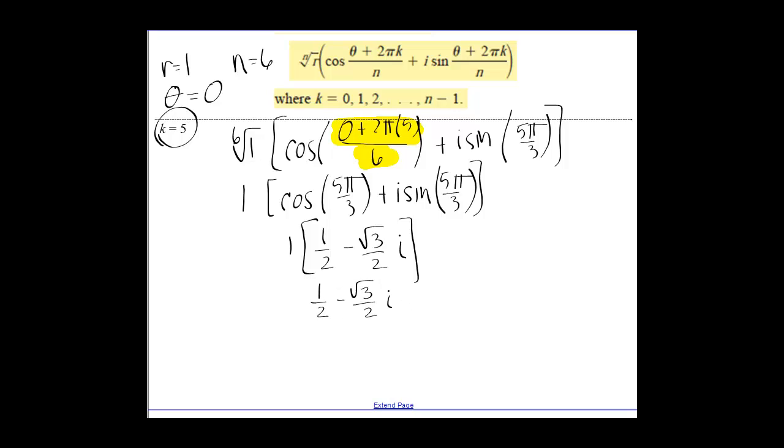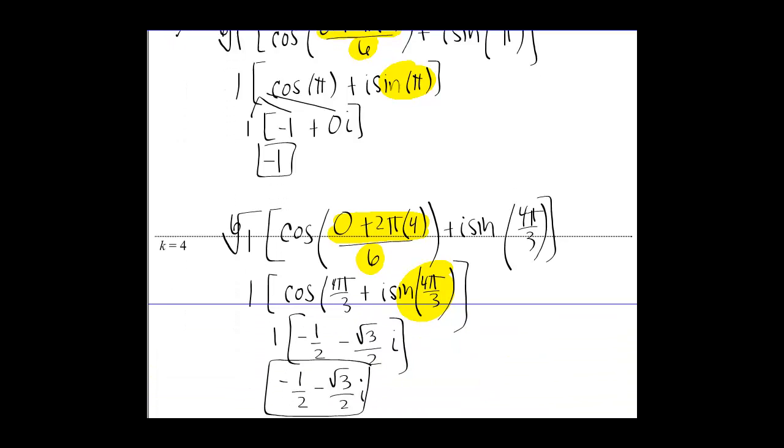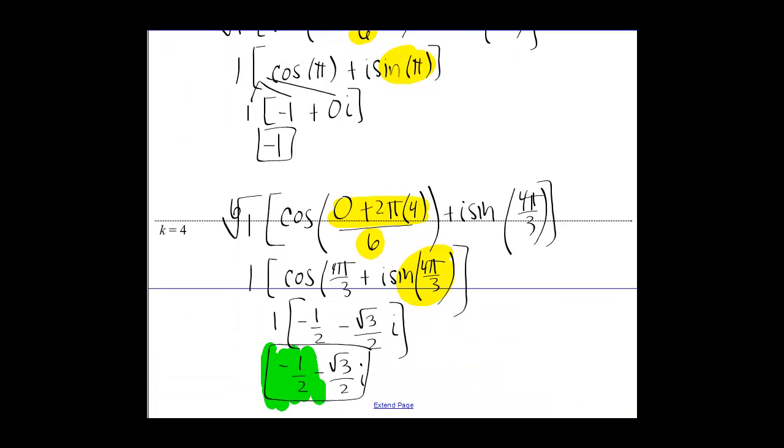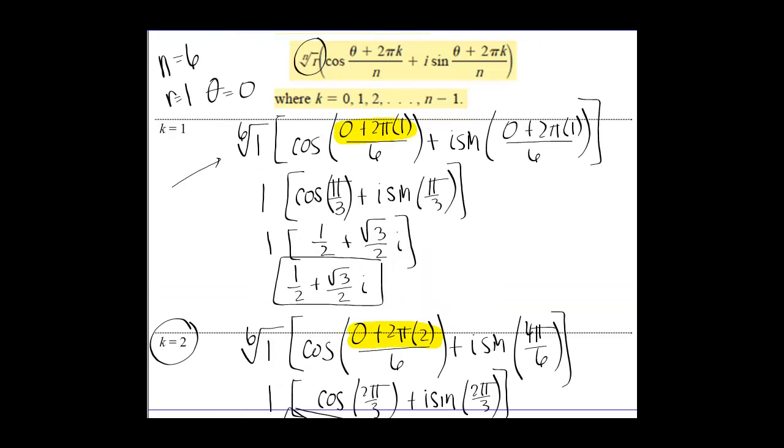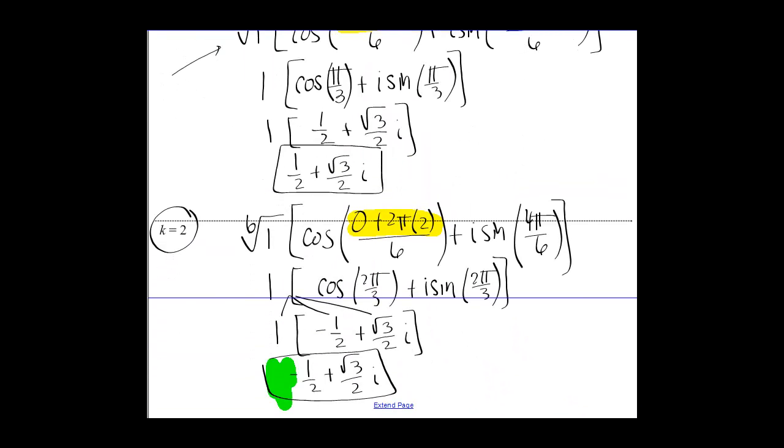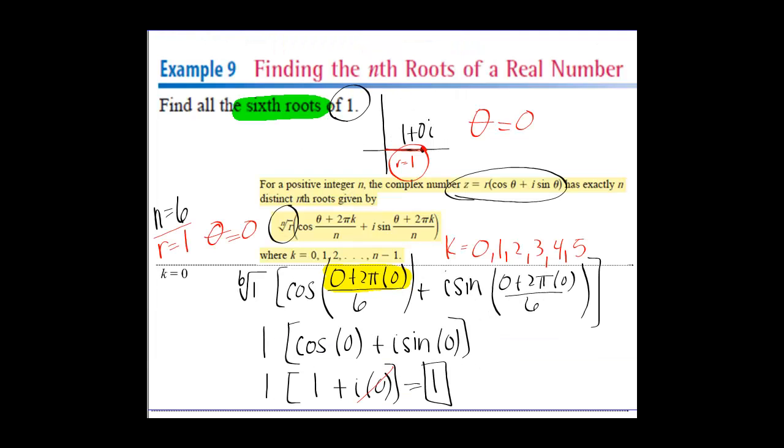So all six roots of 1 would be 1/2 minus √3 on 2i, -1/2 minus √3 on 2i, -1, so that was 3, -1/2 plus √3 on 2i, 1/2 plus √3 on 2i, and +1. So there's a lot of plugging and chugging to go on these problems. If you give yourself enough room and time, the calculations aren't too challenging. They just take a little bit of time.